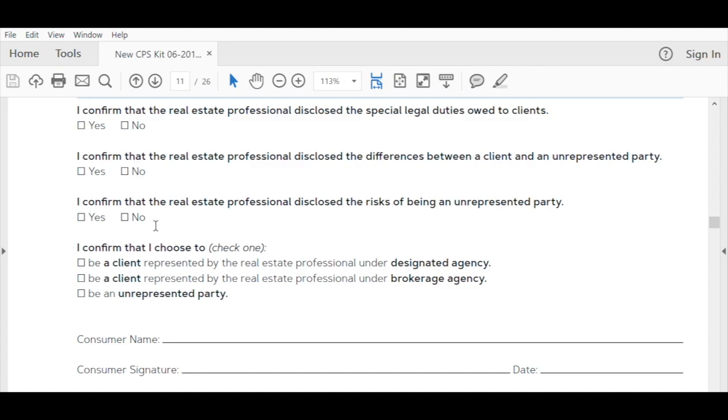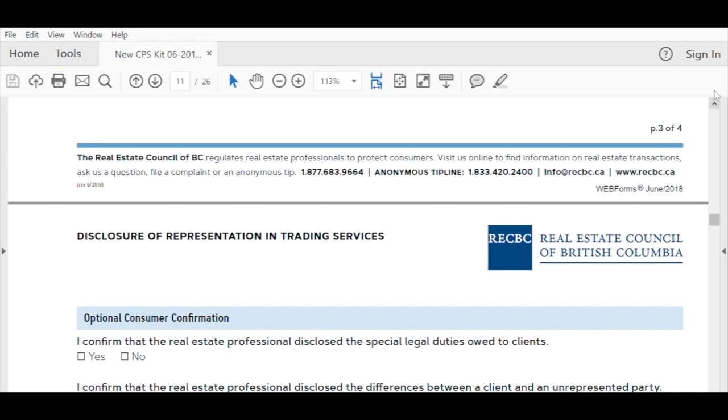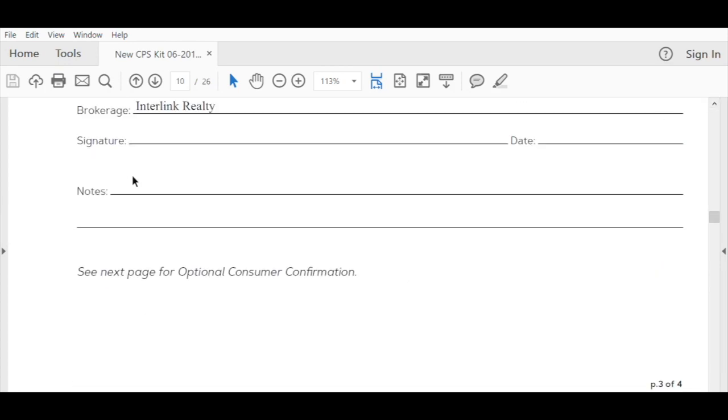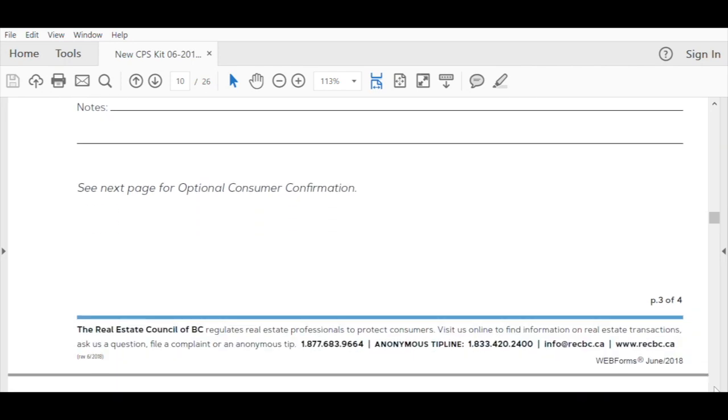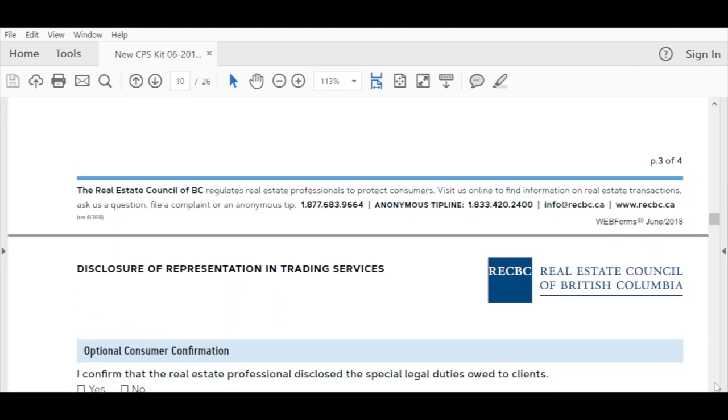They have the right not to confirm, to be a client represented by you under this designated agency or under brokerage agency, or be an unrepresented party. Of course, they wouldn't put their name and signature here. Then what you can do, go back to the previous page, mark in a note the date and the place you met this guy and why they refused to sign the confirmation, just to protect yourself. This is mandatory. And then you have to keep a copy for yourself and a copy for the brokerage.